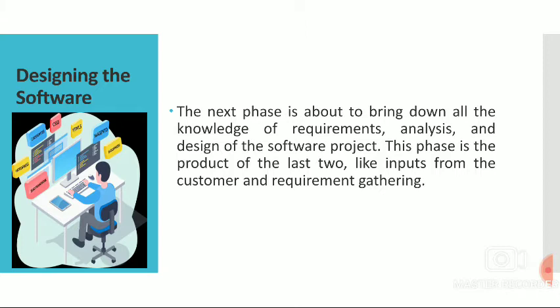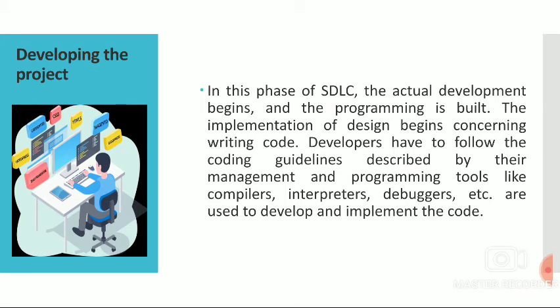And coming to the next slide, developing the project. In this phase of the software development life cycle, the actual development begins and the programming is built. The implementation of the design begins with writing the code. Without writing the code, you can't build the application. Developers have to follow the coding guidelines described by their management, and programming tools like compilers, interpreters, debuggers, etc. are used to develop and implement the code.